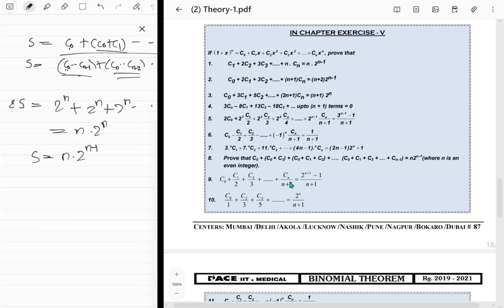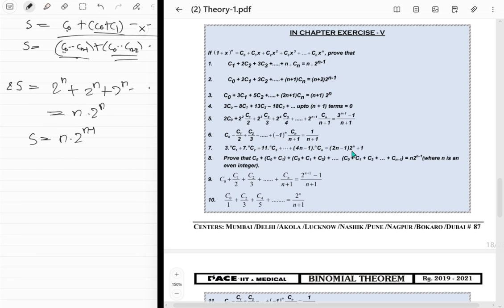Yes, so n is an even integer. I don't see why that should be the thing. Is it necessary for n to be an even integer? What if it's an odd integer? Does it not work? Okay, let's try it for an odd integer. Let's say, I don't know, 3.